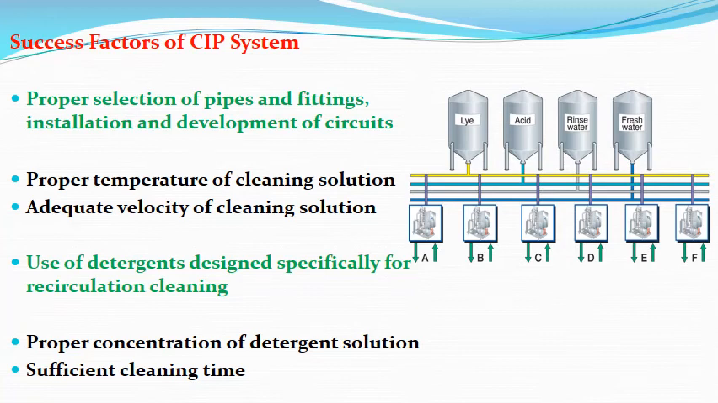Detergent is a costly chemical, so we must use the proper concentration so that it is not overused and we can save the cost also. And sufficient cleaning time should be given. For every equipment, for every particular type of dirt, an optimum time is required. So these are the factors for success of the CIP system.